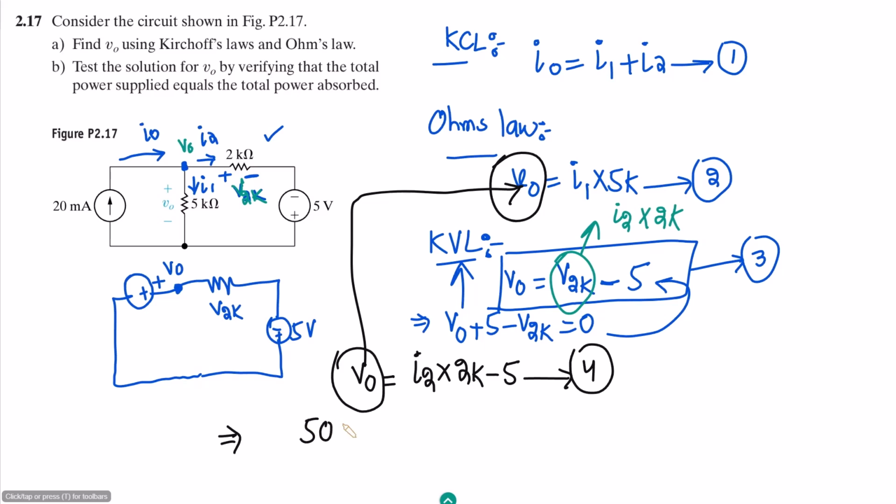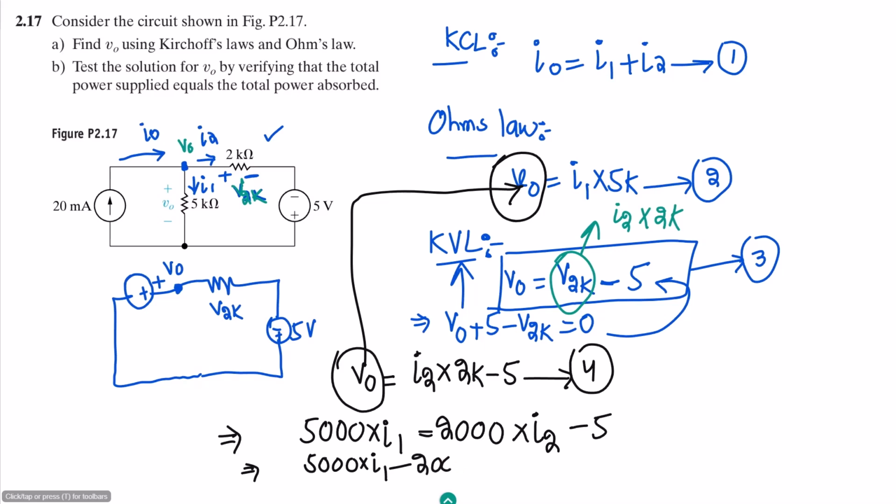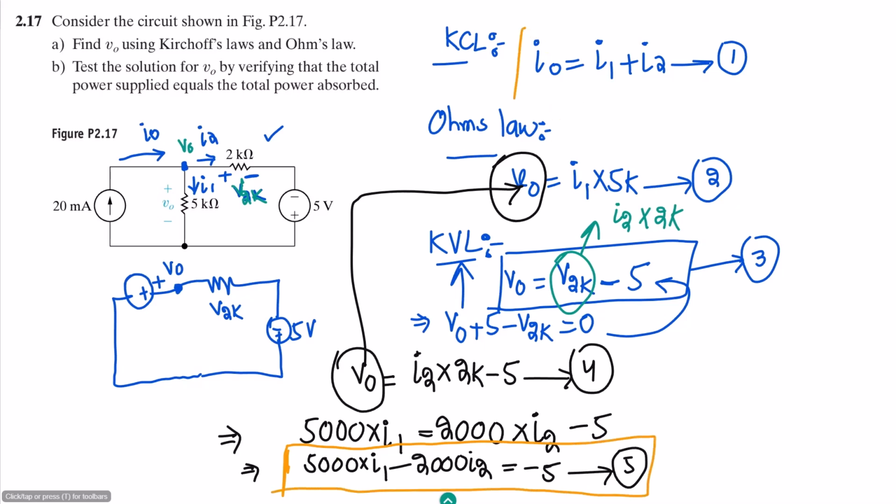So 5000 multiplied by I1 is equal to, this is 2K, which means 2000, so 2000 multiplied by I2 minus 5. Or ultimately we can also get it by moving this to the other side: 5000 I1 minus 2000 I2 is equal to minus 5. Let me call it equation 5, and that is the equation we have. Okay, so now, here the first equation is here, the second equation is here.